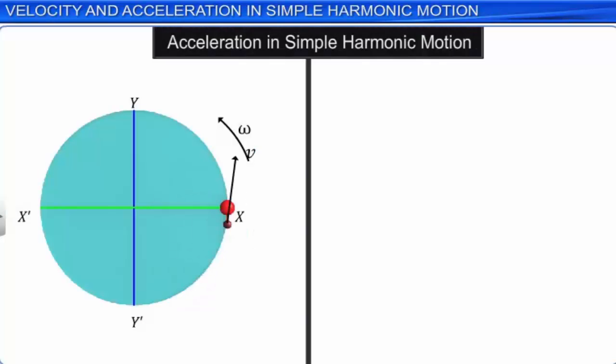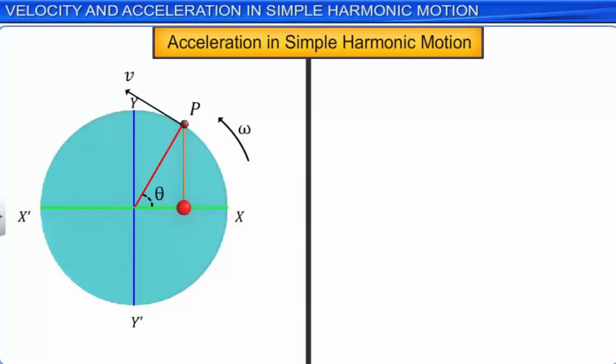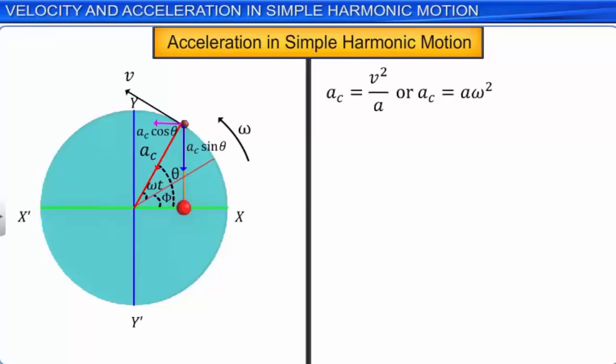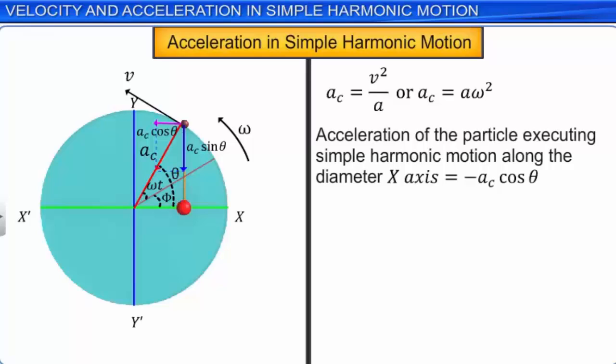Now, let us discuss acceleration in simple harmonic motion. Acceleration of the revolving particle will be the centripetal acceleration AC, denoted by v square by a, or a omega square. This centripetal acceleration has two components: AC cos theta along the x-axis and AC sin theta along the y-axis. If the initial phase phi is equal to 0, the acceleration of the projection, which is executing simple harmonic motion along the diameter along the x-axis, is equal to minus AC cos theta, since this component is directed opposite to the positive x-axis.